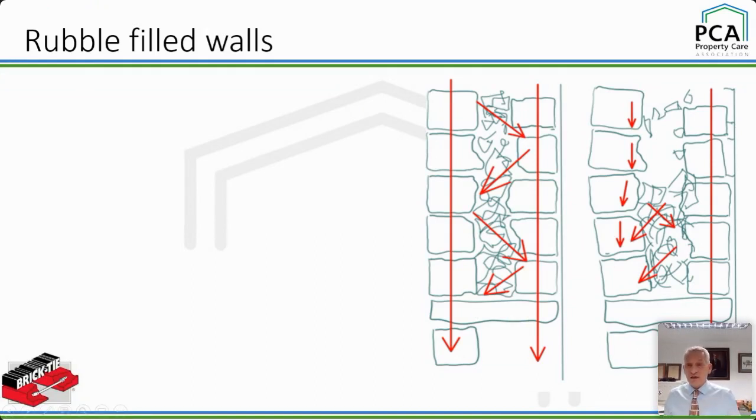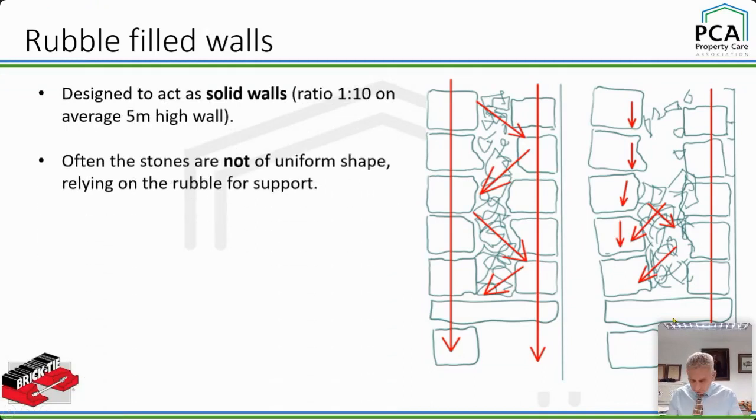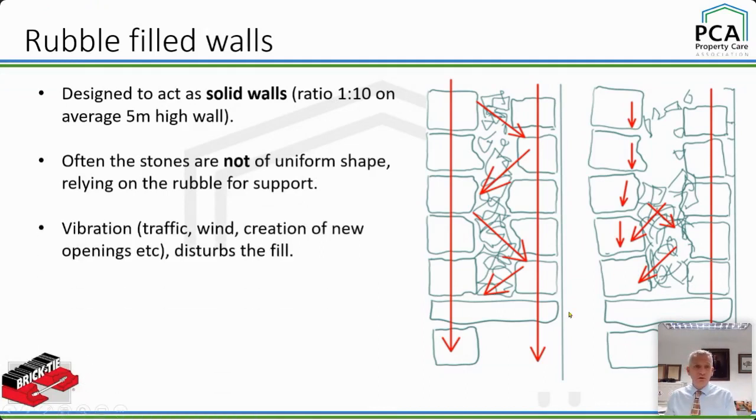On the right hand side, it's not quite the same. Solid walls, they are lower ratio. Often the stones are not uniform in shape. It doesn't matter, the rubble's supporting them. But vibration and traffic can disturb all that. Okay, we've got wind, we've got creation of new openings when builders knock holes in the walls for new windows and stuff like that. And the rubble, if you look at the right picture, can settle and form voids.